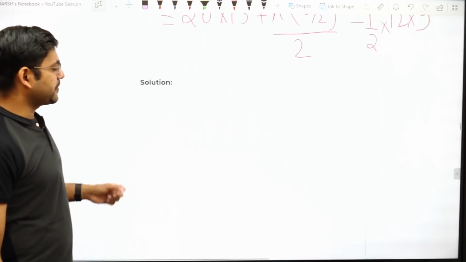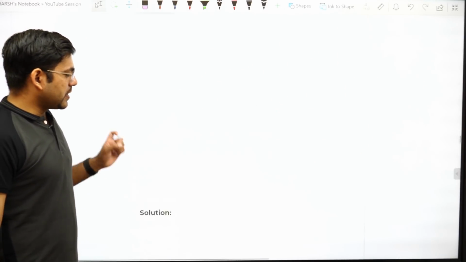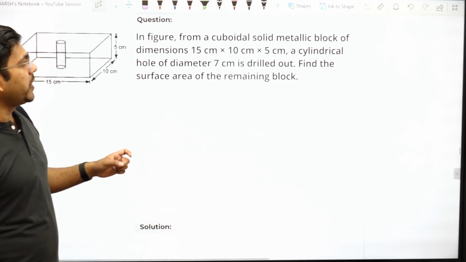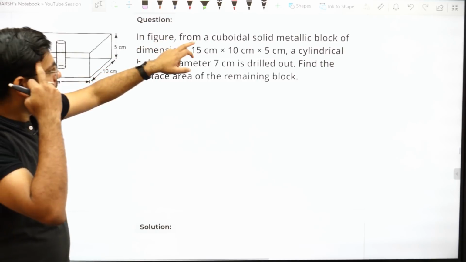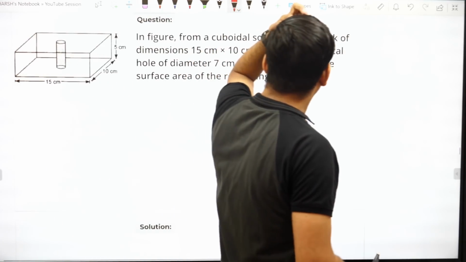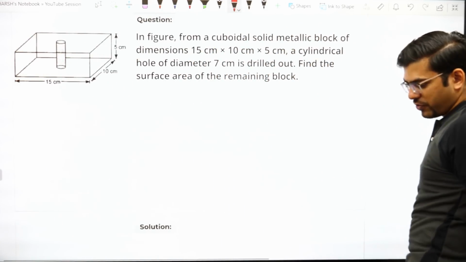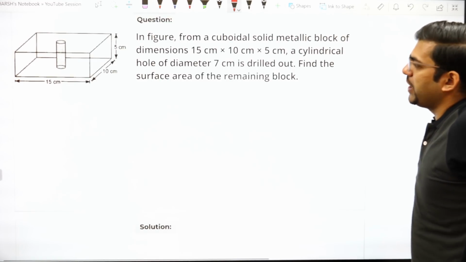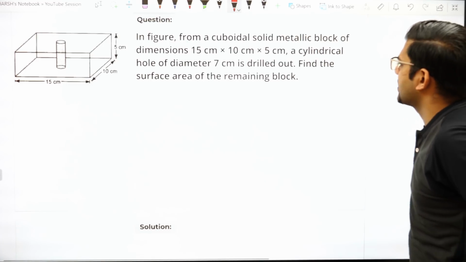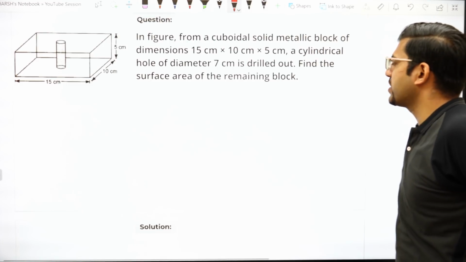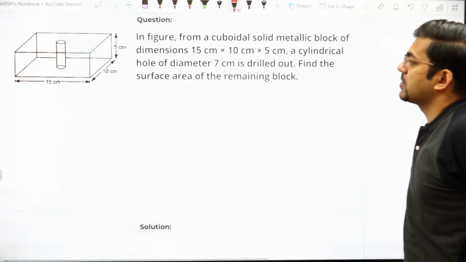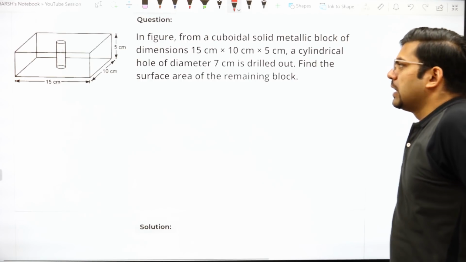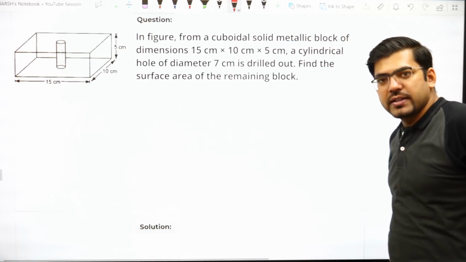Now moving on to the next question. In the figure, from a cuboidal solid metallic block of dimensions 15, 10, 5, a cylindrical hole of diameter 7 centimeters is drilled out. Find the surface area of the remaining block. Okay, that's nice. Now here, the surface area of the remaining block is asked.